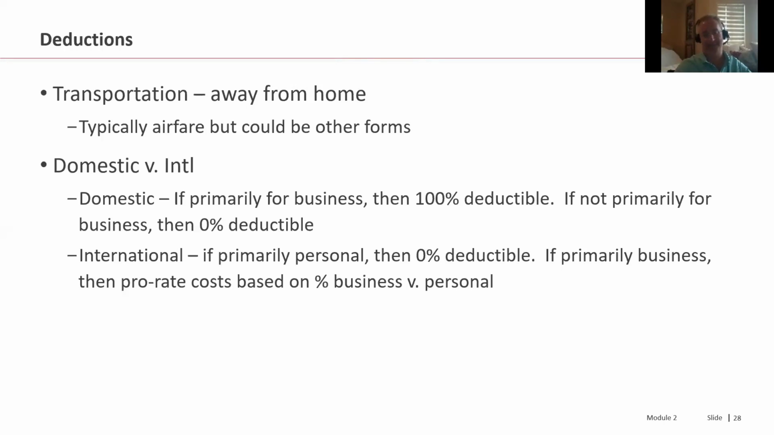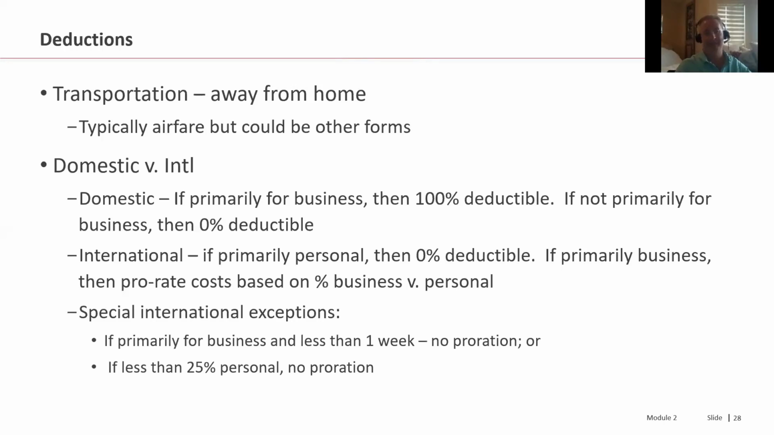Naturally, there's an exception to the exception. For international travel, if it's primarily for business and it's less than a week, there's no proration. Or if it's less than 25% personal, there's no proration.